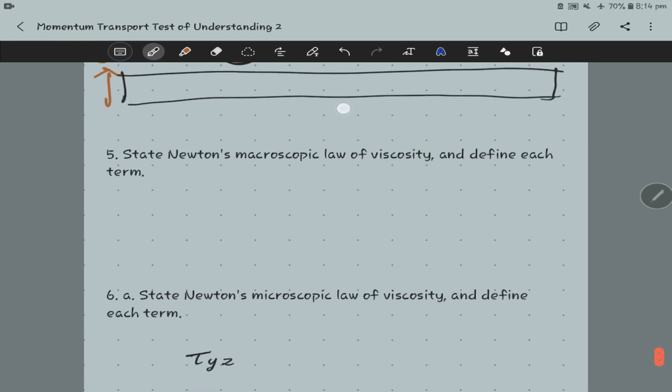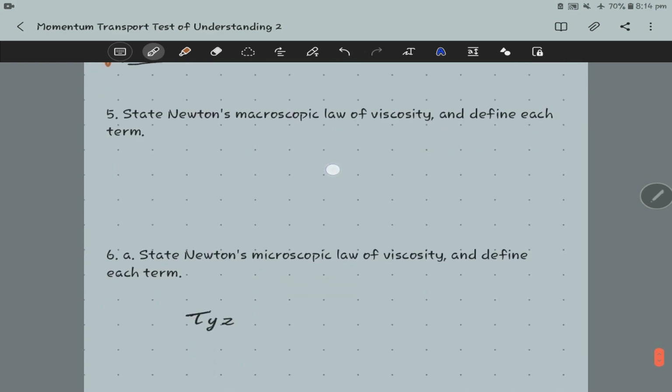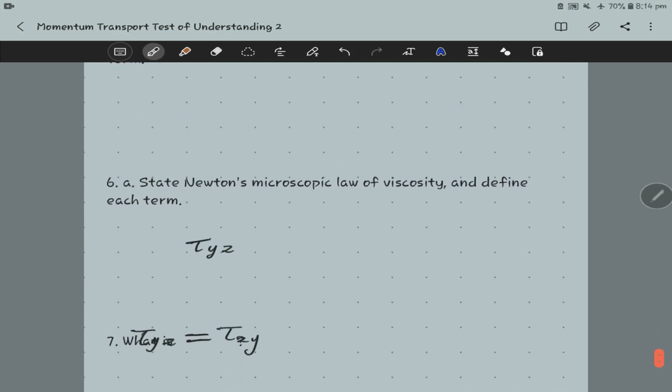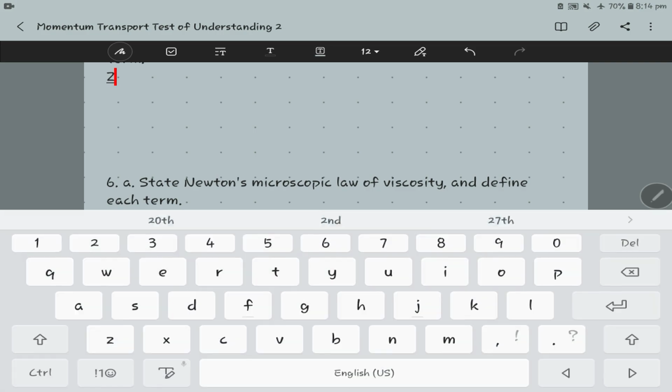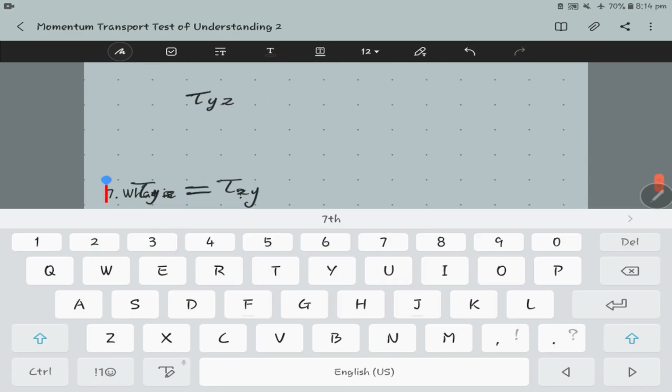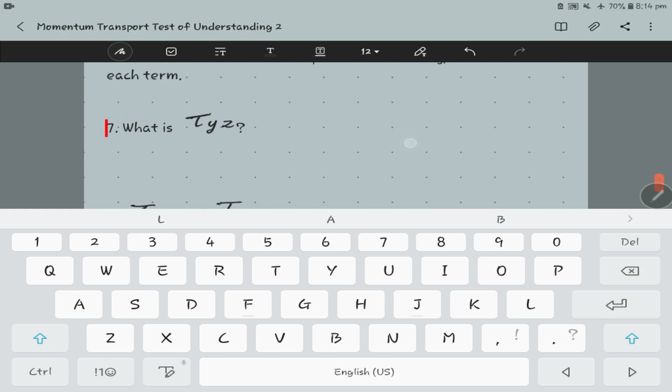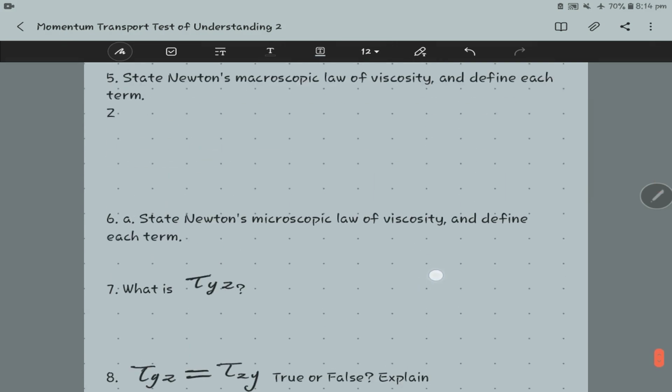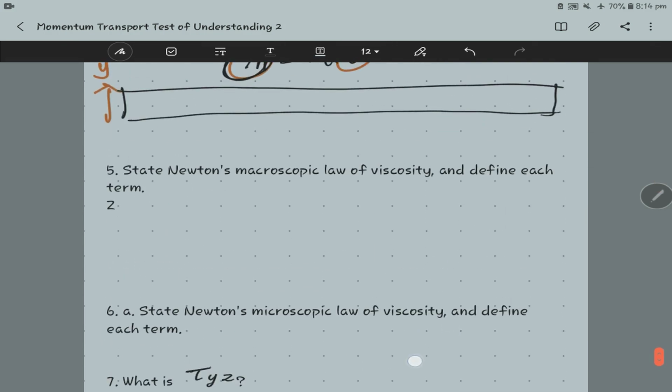So the next question says state. Oh boy, something has moved. Oh, let's see. Okay, a minute. Change something first. All right, I think that's fine. Okay, that's fine.